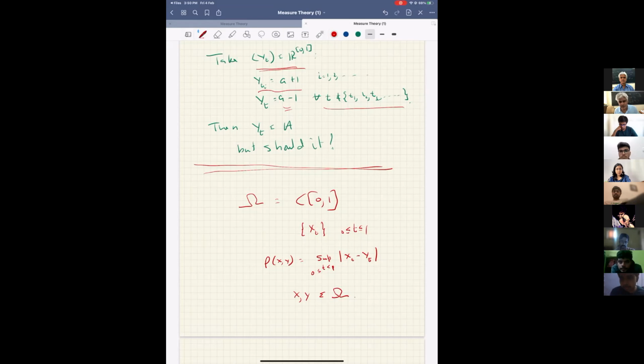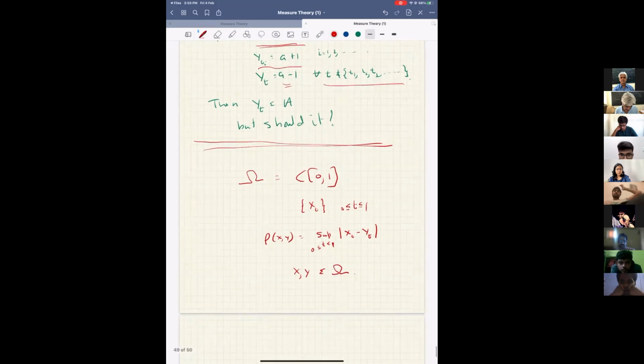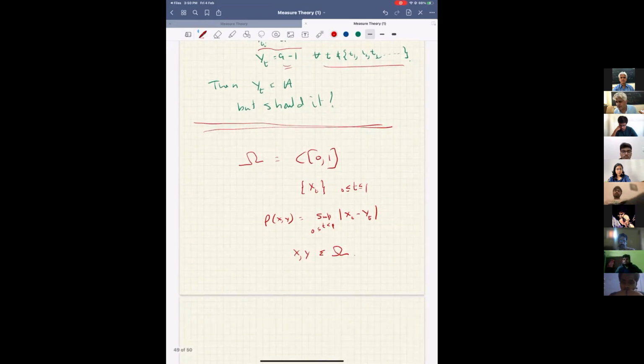Okay, so now you can say, let's construct a sigma algebra on this space corresponding to this metric, rho(x, y). It's a metric space with this metric. I'm just assuming that you've seen this in the analysis course. Is that right? Okay, good.